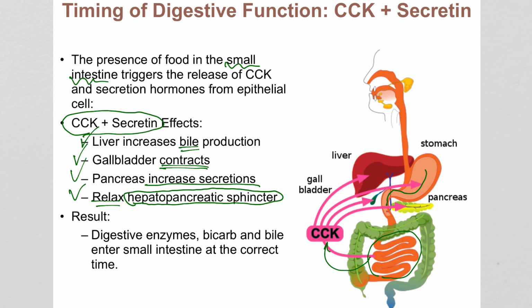Okay, so this is all about timing. We want to get these digestive enzymes and bicarb from bile and pancreatic juice into the small intestine, but only right after the stomach empties. CCK and secretin are just communication, right? How the small intestine tells those organs that now is the time to make those functions happen.